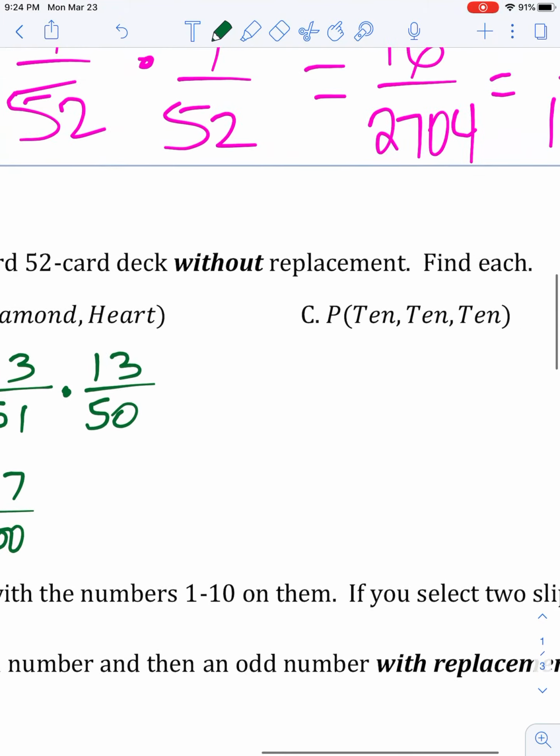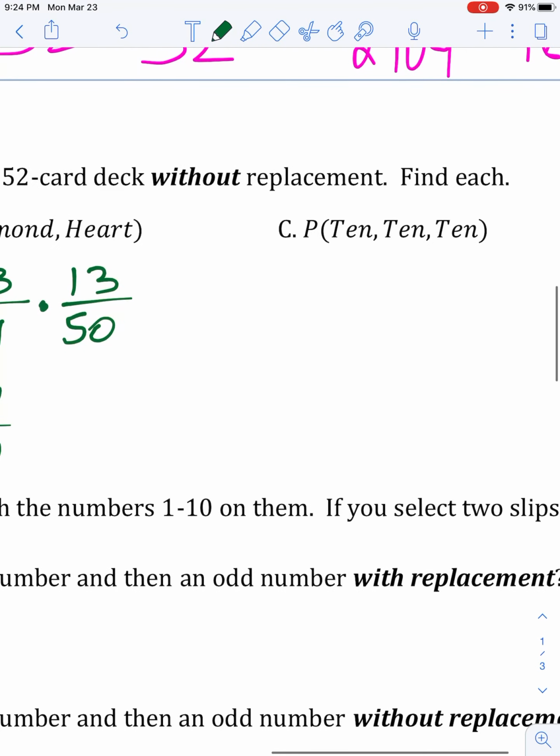All right. If you want to go ahead and pause and try part C, go for it. If you're struggling and want to see one more example, then that's fine. But if you want to give it a shot, go ahead and hit pause and then hit play to see how you did.